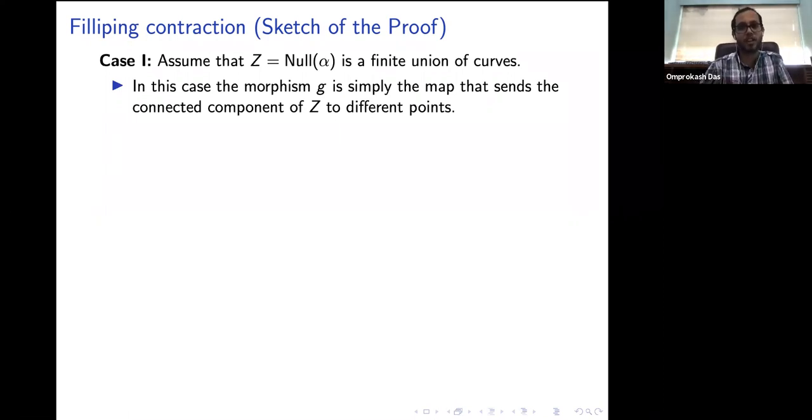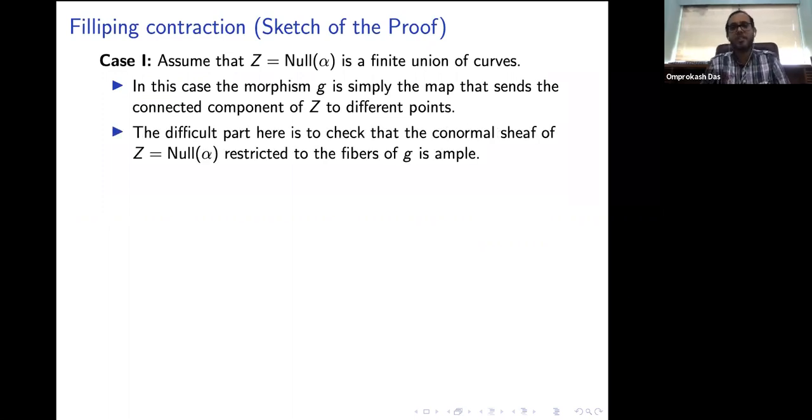Since I want a Kleiman-type contraction, those curves should go to points. A curve can only go to a point, of course. So we choose the morphism g to be simply the map that sends each connected component of Z to different points. That's the map g. Now the difficult part is showing that the conormal sheaf of Z is going to be g-ample, that is, when restricted to the fibers of g, it's ample. That part is actually the difficult part.